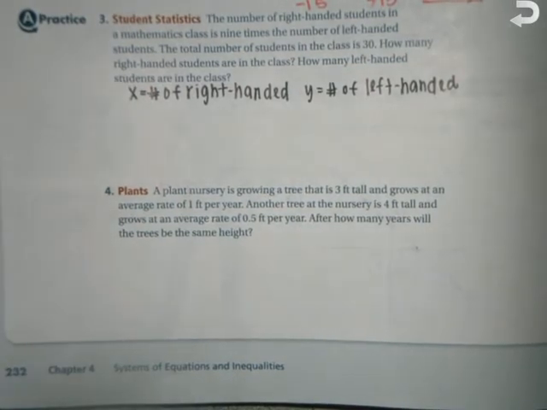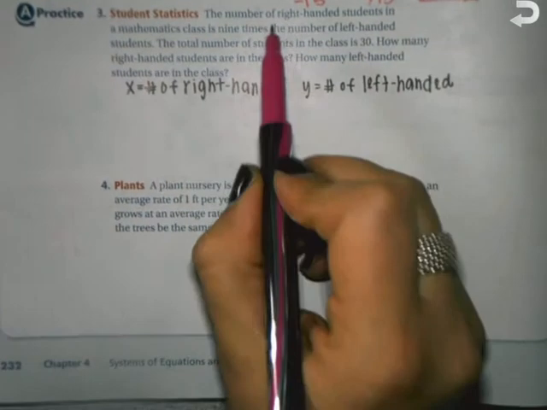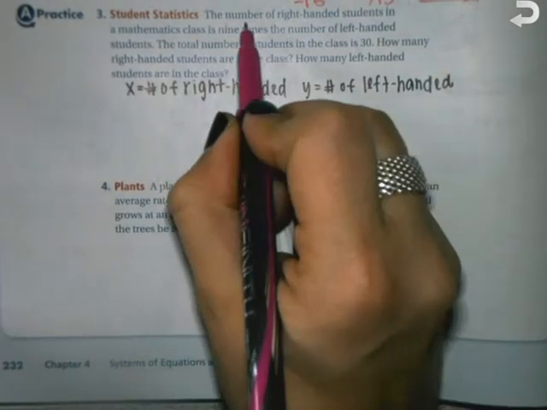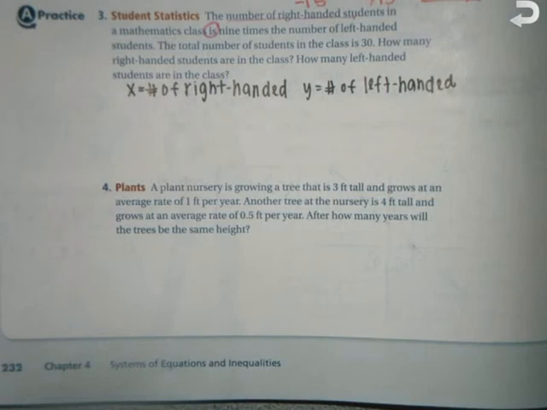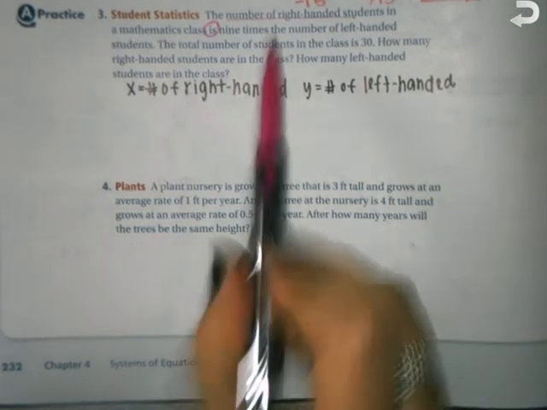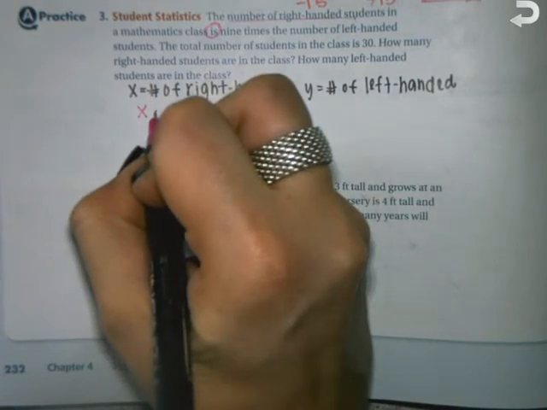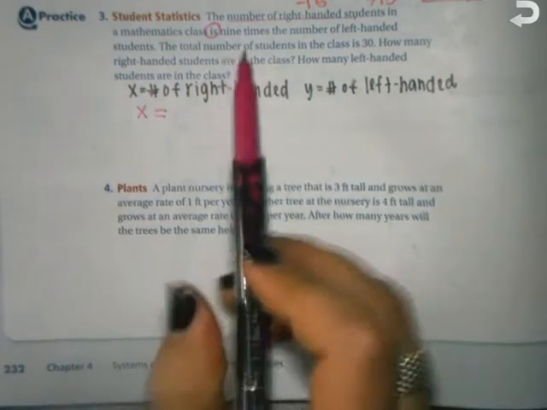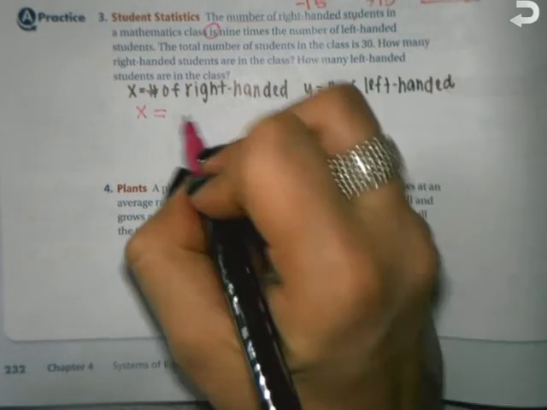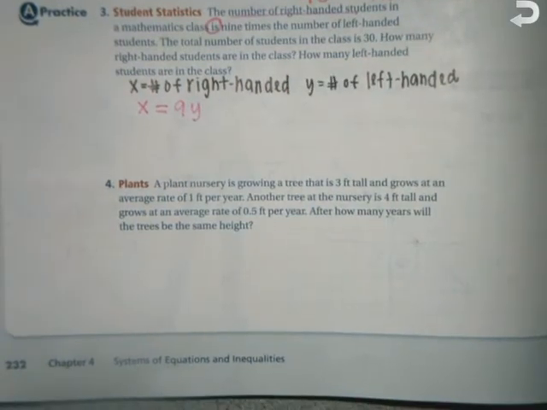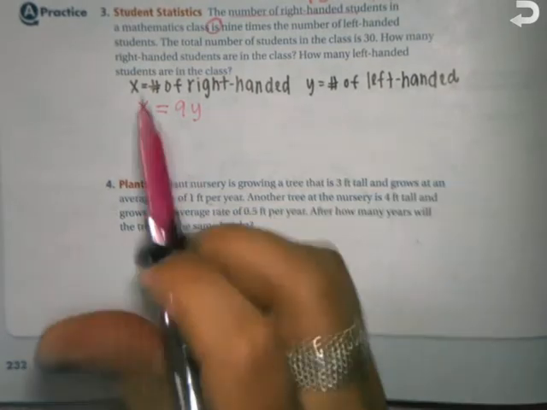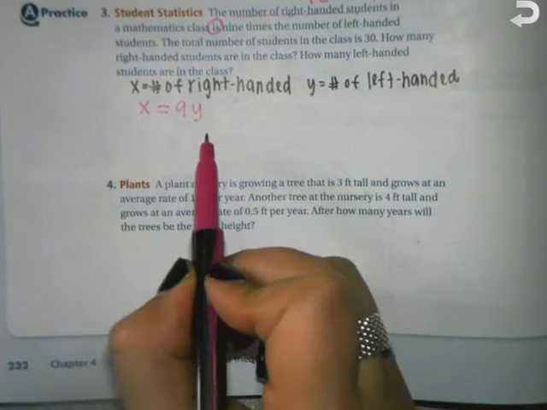Yeah. Okay, so then let's read the sentence again. The number of right-handed students is, what does the word is mean? Equal. So let's start there. What variable is the number of right-handed students? X. So I have X equals 9 times the number of left-handed students. 9Y. Wow. That's an equation. Wait, should it be backwards? No, because X is the number of right-handed students. Y is the number of left-handed students.